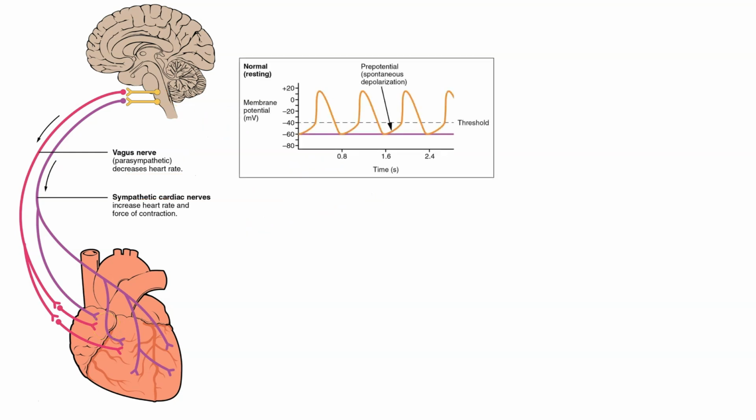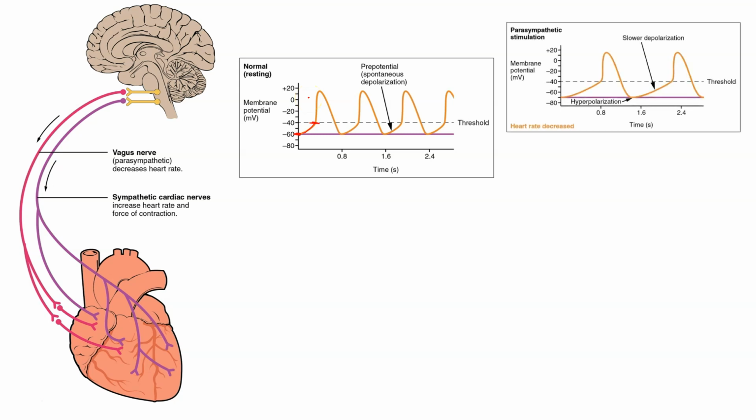So here's a picture again of what happens normally in those nodes. The voltage across the membrane in those conducting cells starts at about -60. It gets brought up to -40, and that's the threshold required for the action potential to be sent. And when the parasympathetic nerves are firing, these pink ones here, they will release right here some neurotransmitters on the heart.